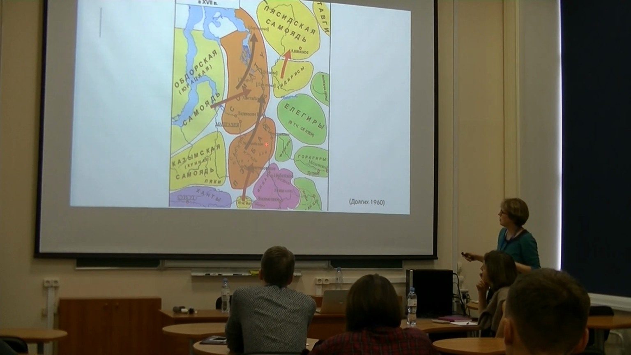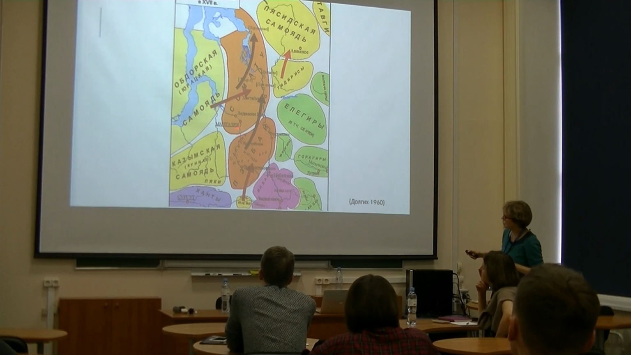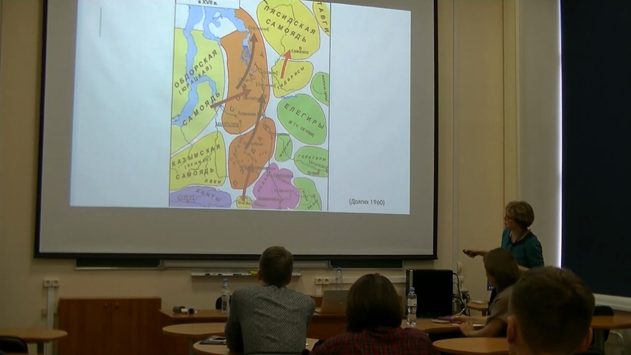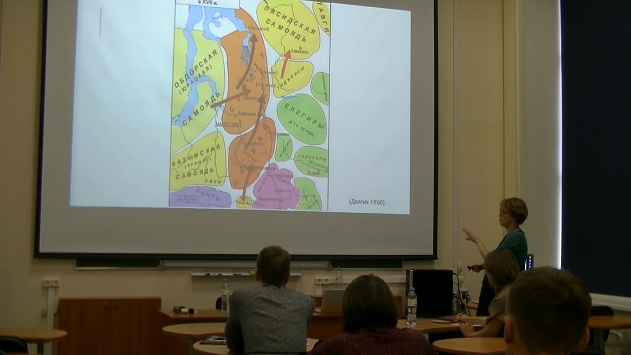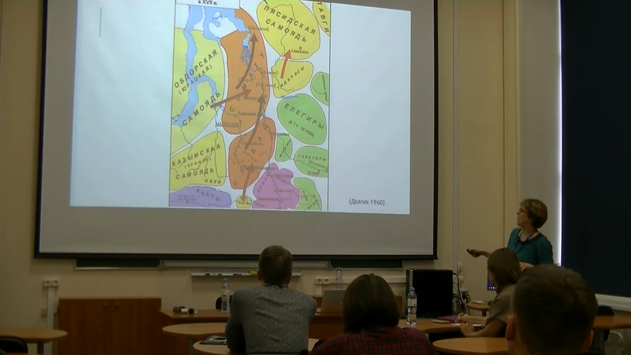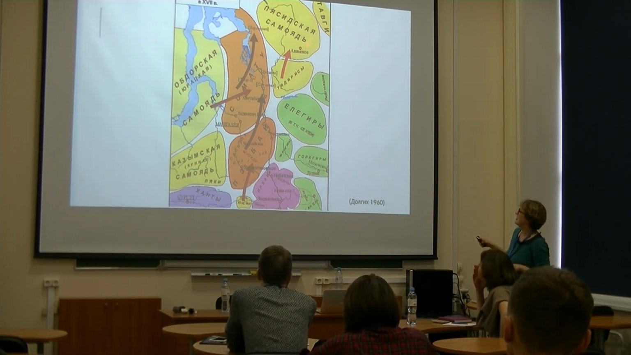So the orange, this is the forest Enets group. This is the Tundra Nenets group. This is the forest Nenets. This is hunting, which is of Yurak and which never reached Tajmyr. This is Samoyedic. Basically, there's Nganasans.